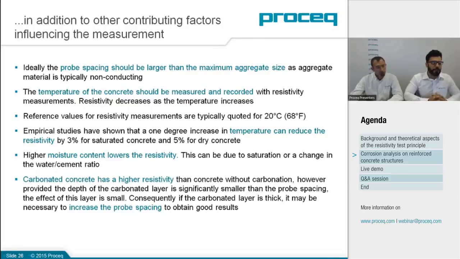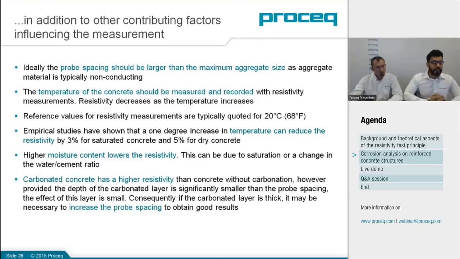contributing to our measurements. As an example, when you look at the reference values given for resistivity tests, you find that it's around 20 degrees Celsius, and that does reflect the lab environment. Again, in this presentation we are making the assumption that we are based around on-site new structure testing. But generally speaking, temperature can reduce the resistivity by about 3% for saturated concrete, and about 5% for dry concrete.